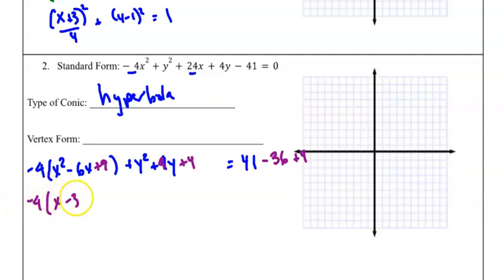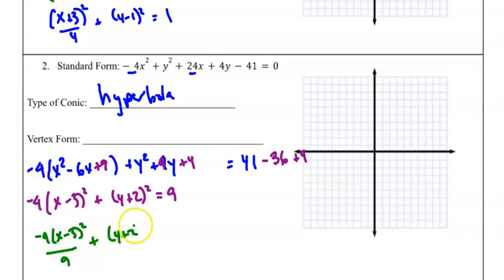Negative 4 times (x minus 3) all squared, plus (y plus 2) all squared. 41 minus 36 is 5, plus 4 is 9. And now I need to go ahead and divide both sides, or all the terms, by 9. So that's going to give me negative 4 over 9 times (x minus 3) squared, plus (y plus 2) squared over 9 equals 1. And I'm not quite done putting it in vertex form. I really need to bring this negative 4 underneath here.